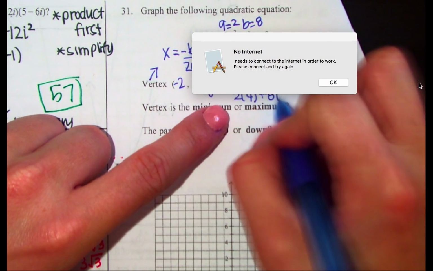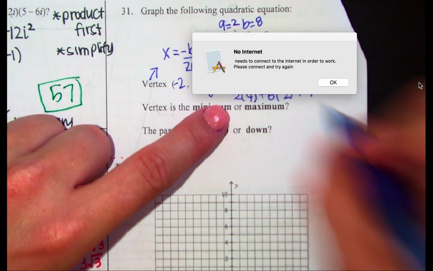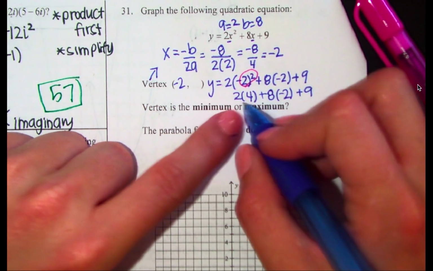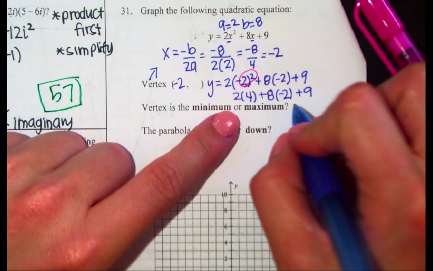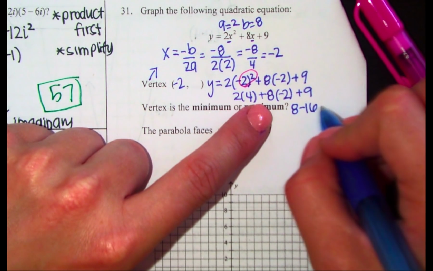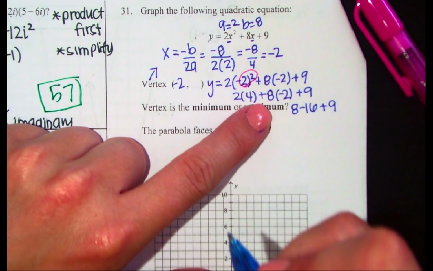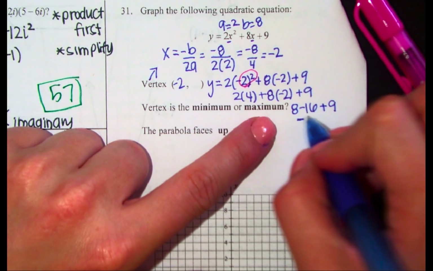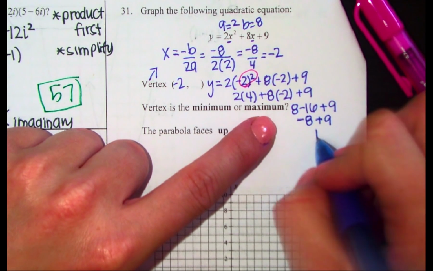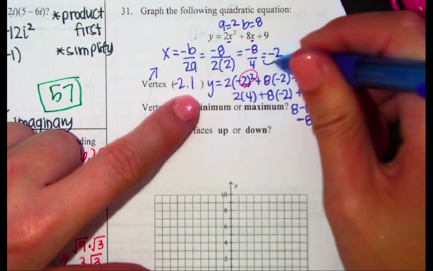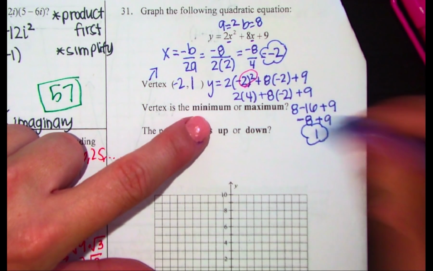And I'm going to copy down the rest. And then 2 times 4 is going to give me 8. I'll rewrite that over here. 8 times negative 2 is negative 16 plus 9. 8 minus 16 is negative 8. Negative 8 plus 9 is 1. So my vertex is negative 2, comma 1.